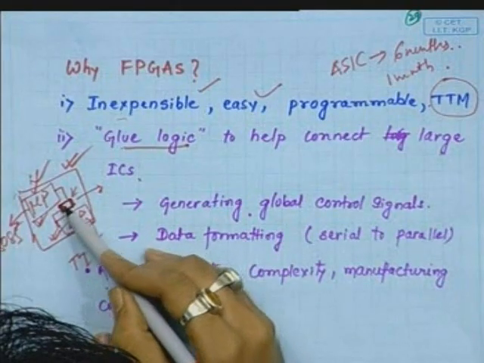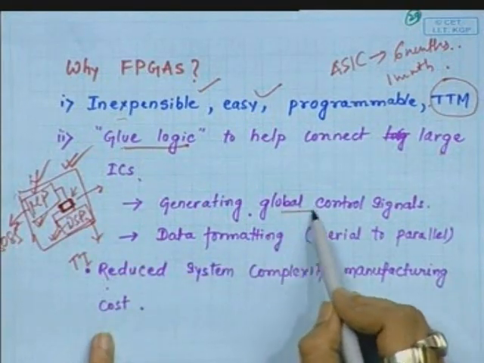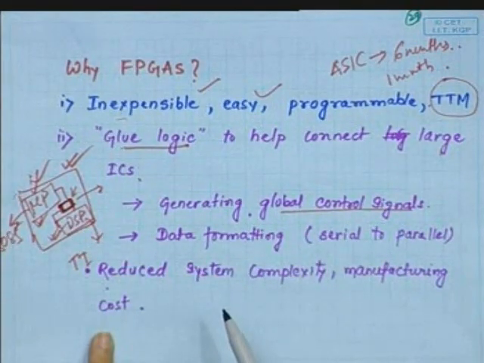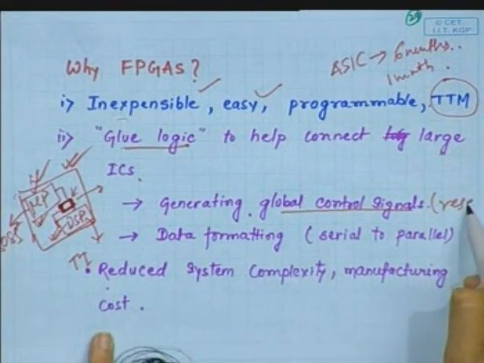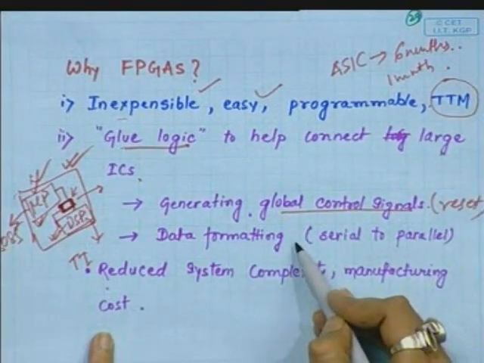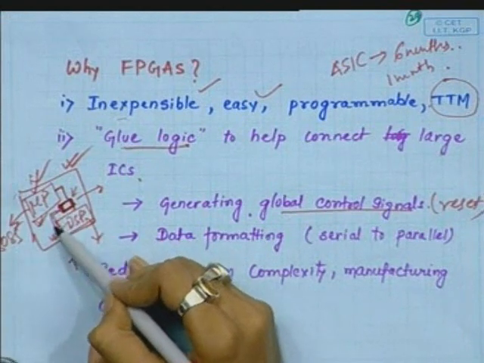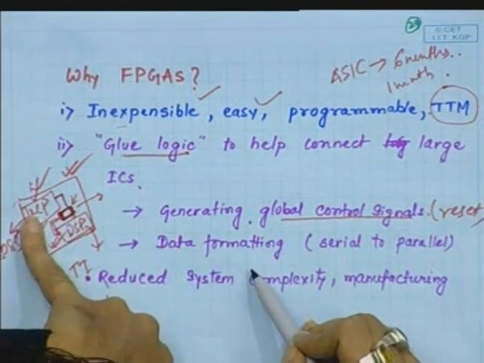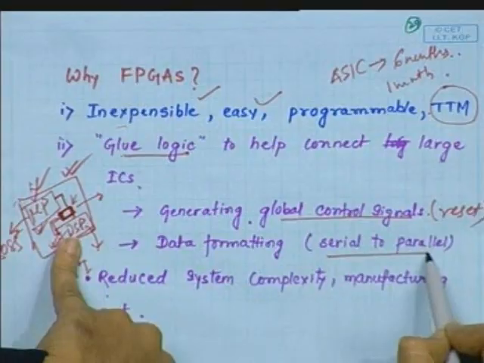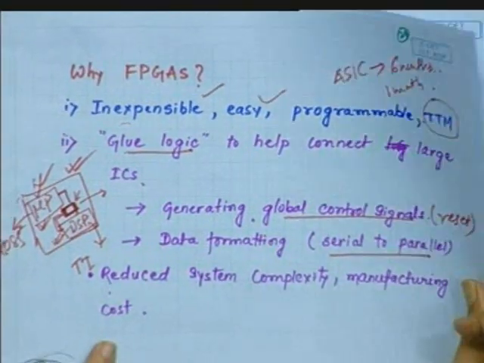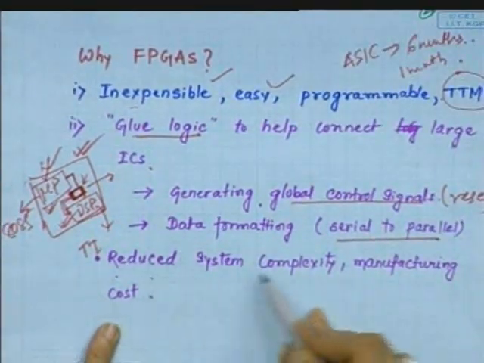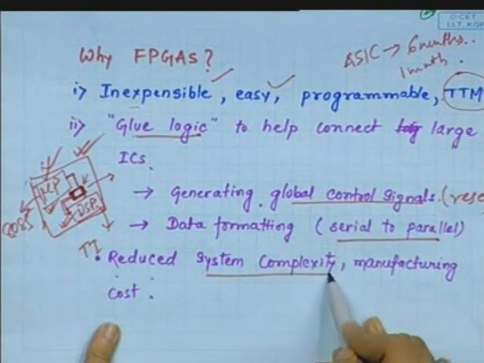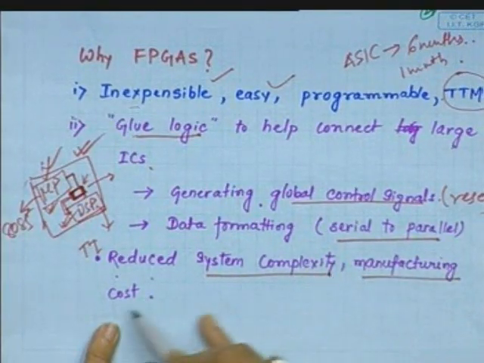Now, these FPGAs can be used to generate global control signals such as reset. Then the data formatting, meaning how data are passed from one block to another block, such as serial to parallel, right? Then FPGA reduces the system complexity and the manufacturing cost.